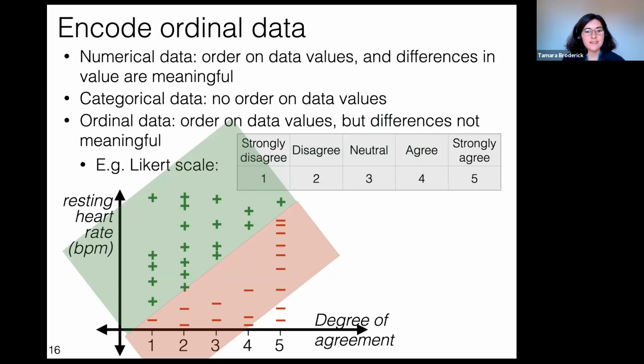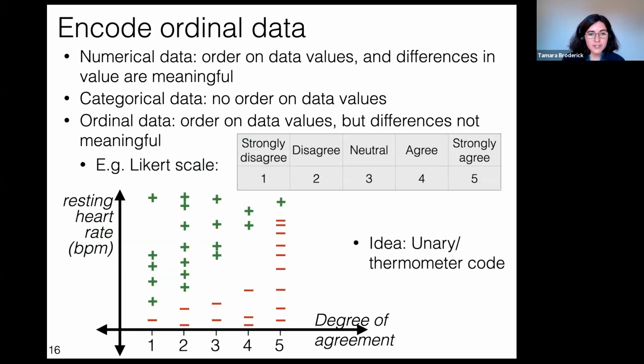And so for that reason, even though this actually is already numerical data, I might consider encoding it differently when it truly represents something that we would call ordinal rather than numerical. Now, an idea here is something that is called unary or thermometer code. And so that's exactly the following. So I've replaced 1, 2, 3, 4, and 5 with 1 followed by all zeros, 1, 1 followed by all zeros, 1, 1, 1 followed by all zeros, and so on.